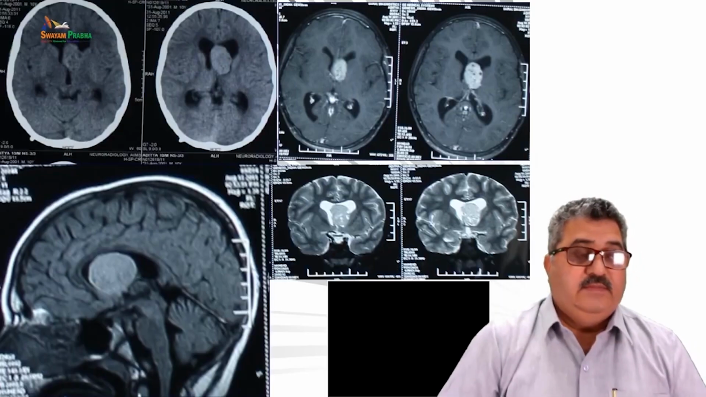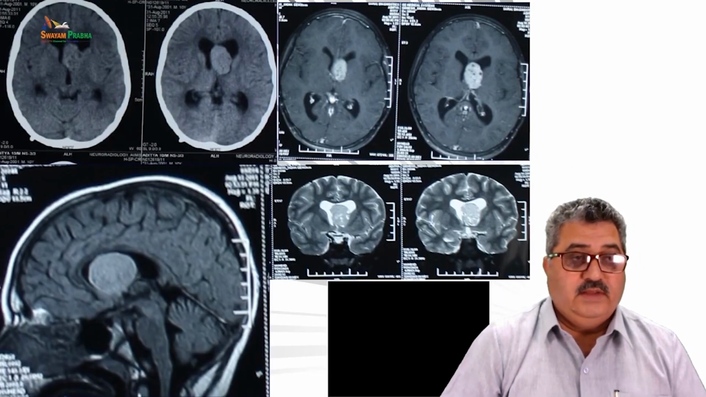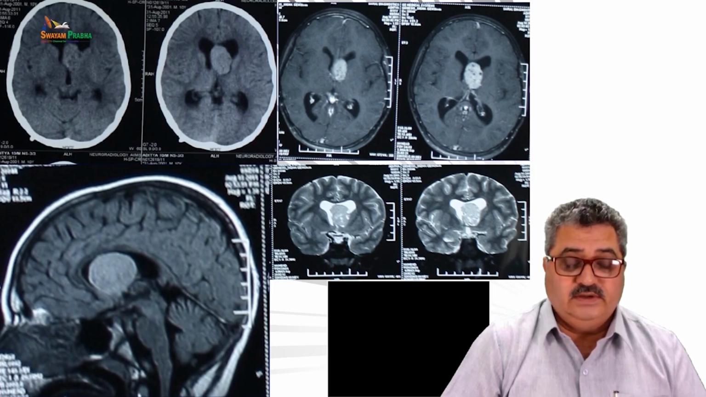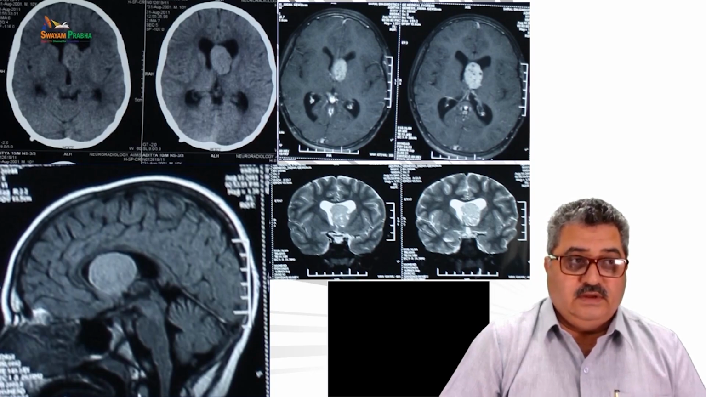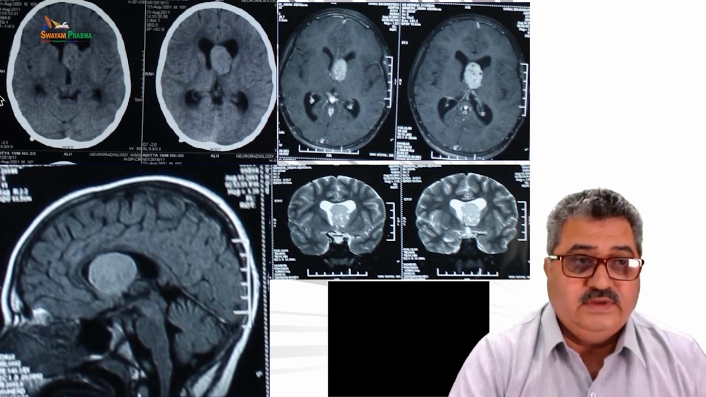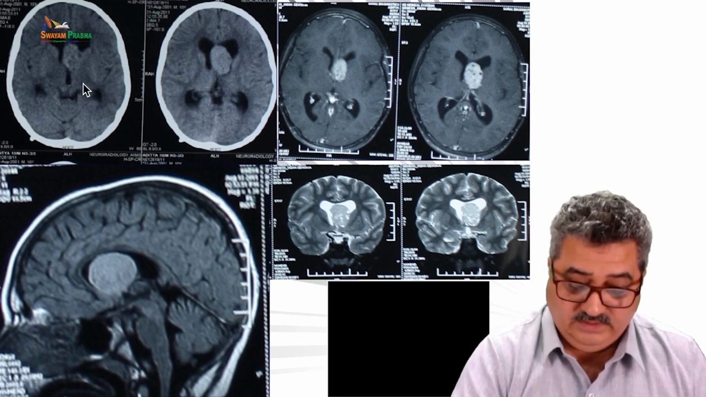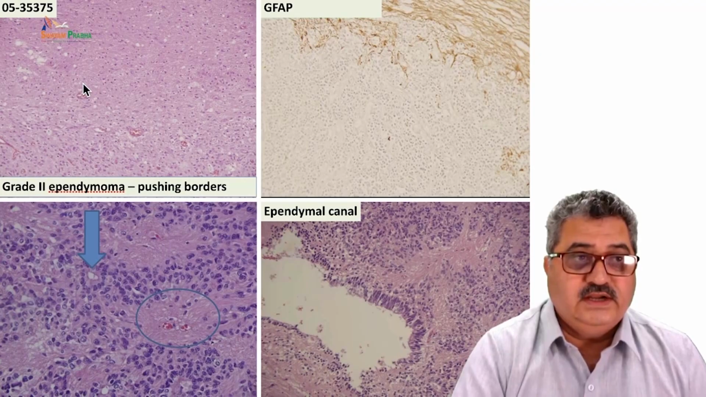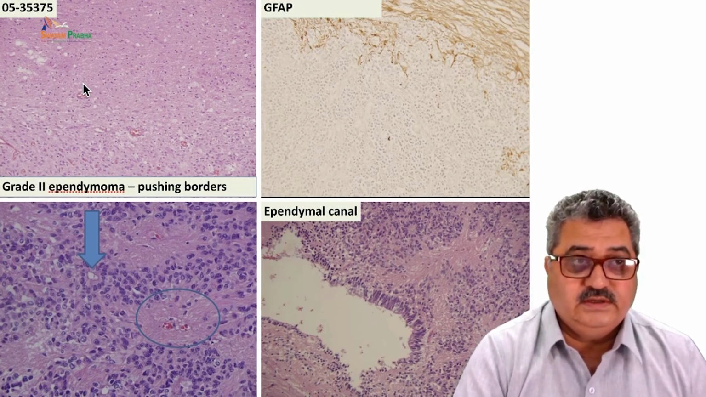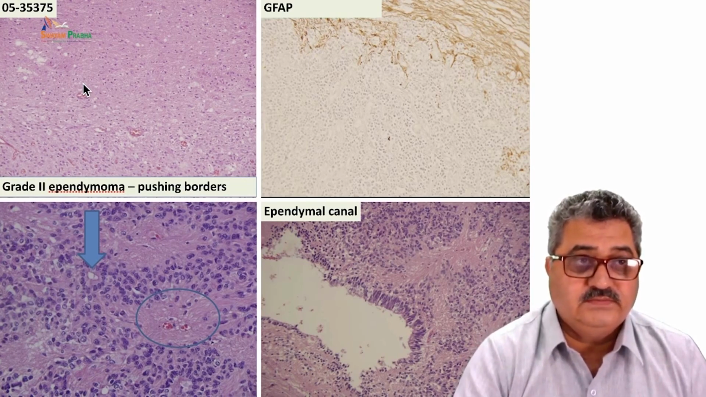The myxopapillary ependymomas and subependymomas were earlier graded as grade 1. I will come to this point. Myxopapillary ependymomas are now graded as grade 2 in the WHO classification. The grade 2 ependymomas are also well-defined tumors in the lateral ventricle, in the fourth ventricle, or in the spinal cord.